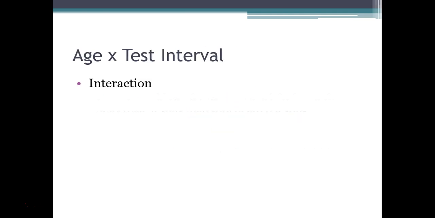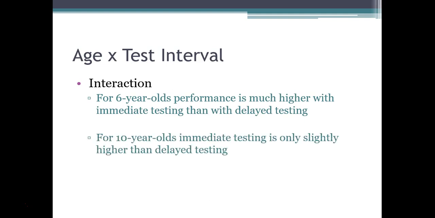So here's our graph. And this is basically what you're saying. For 6-year-olds, performance is much higher with immediate recall testing than delayed. And for 10-year-olds, immediate testing is only slightly higher than delayed testing. And you're just coming up with your own words to describe what you see in the graph.